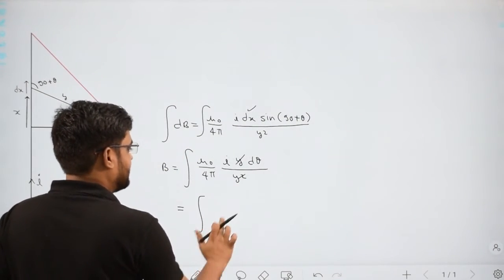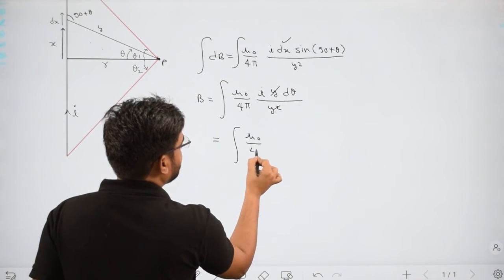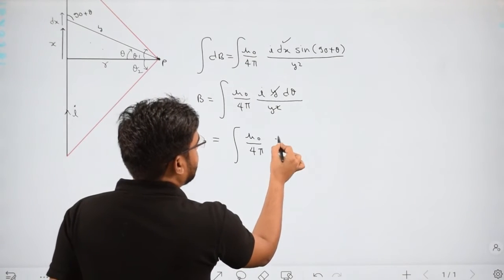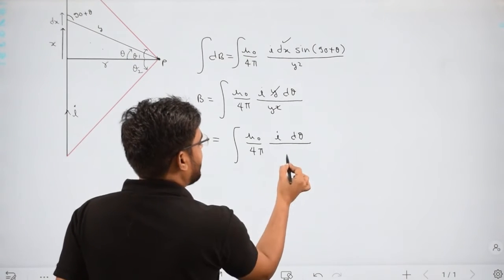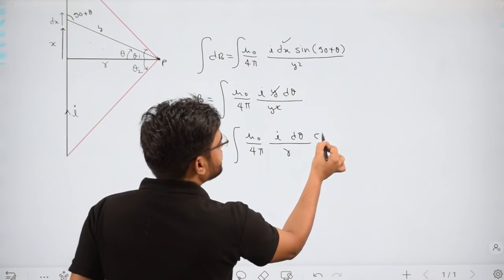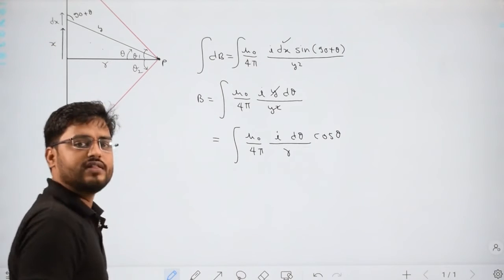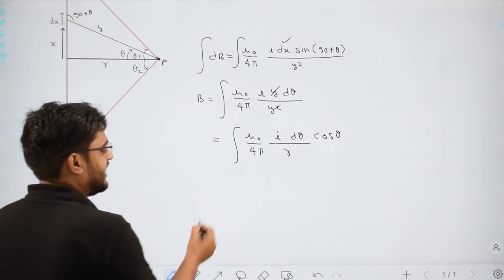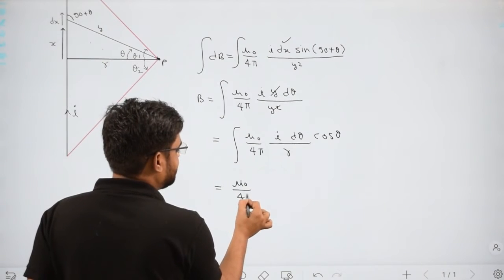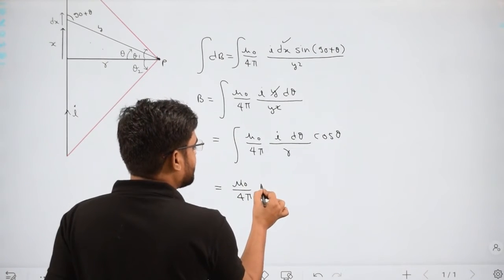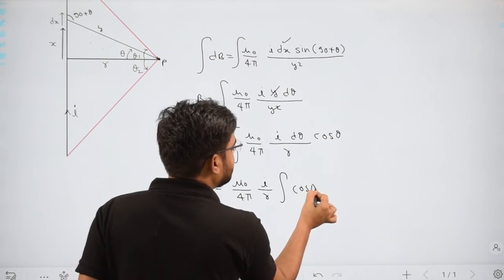Let's put y as r by cos theta. It's integration mu naught upon 4 pi I d theta upon y. y is nothing but r by cos theta. So cos theta goes over here. And now that's my expression. All the things are constant except theta, right? So now the constants will come out. They will remain as they are in the process of integration. So mu naught upon 4 pi I by r, and it is integration of cos theta d theta.